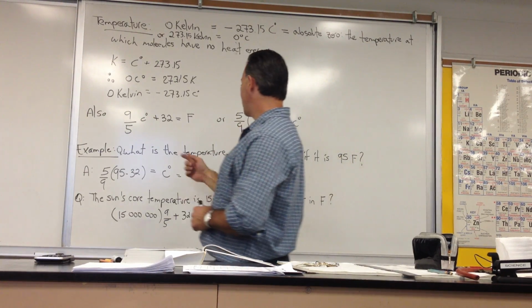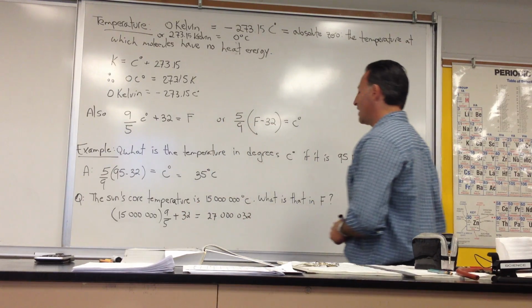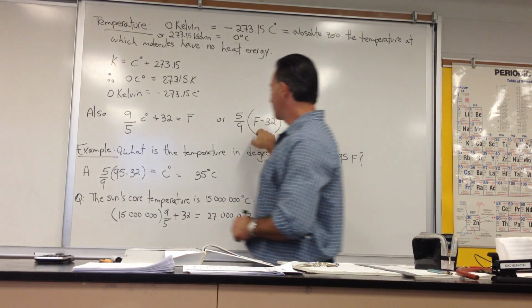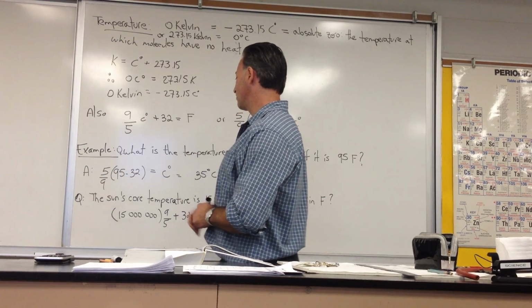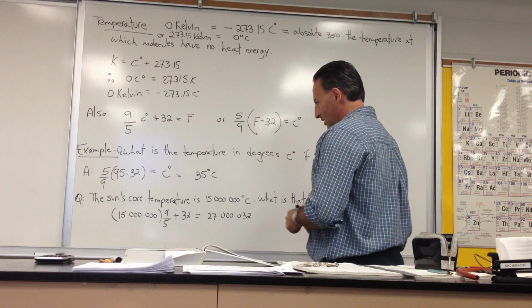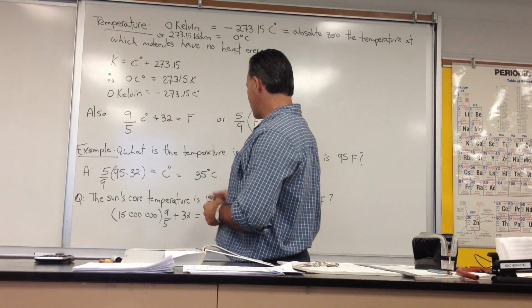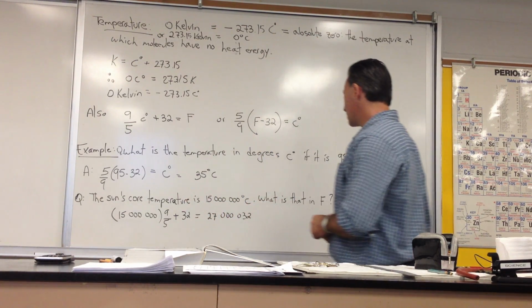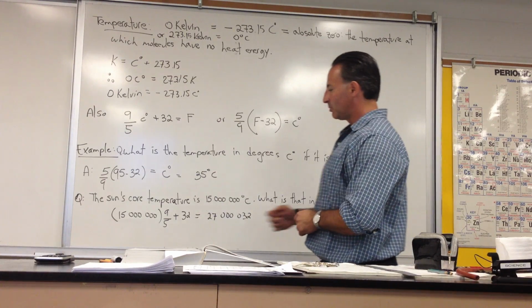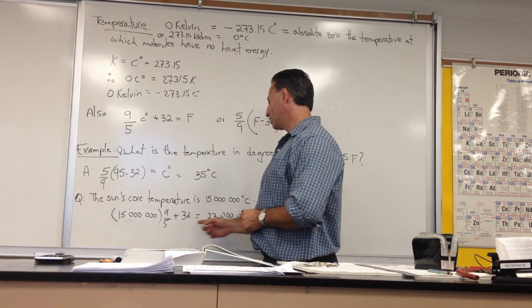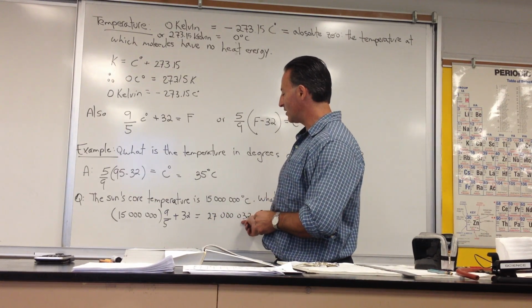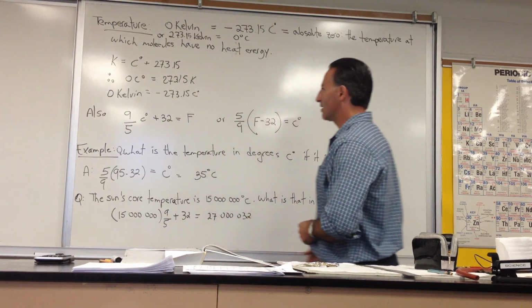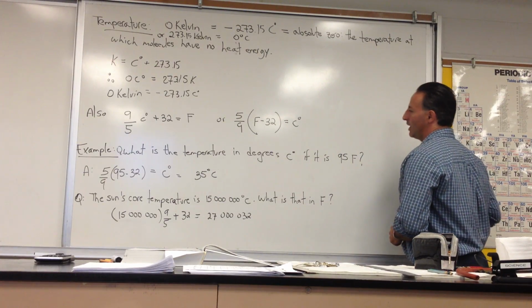Here's an example. What is the temperature in degrees Celsius if it is 95 Fahrenheit? So you use this formula, 95 minus 32 times 5/9 will give you a temperature of 35 degrees Celsius. Conversely, if you have the sun's core temperature, which is 50 million degrees Celsius, what is that in Fahrenheit? You multiply the number by 9/5, and you add 32, and you get this answer, 27,032,000. Of course, 32 isn't significant. We're just doing it for the mathematical value of the calculation.